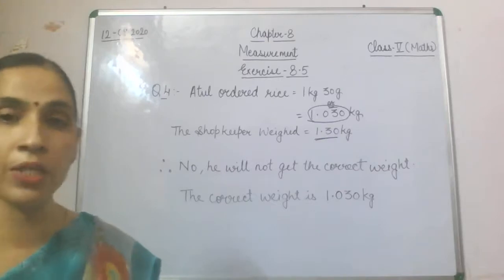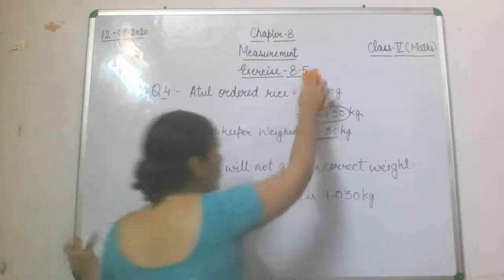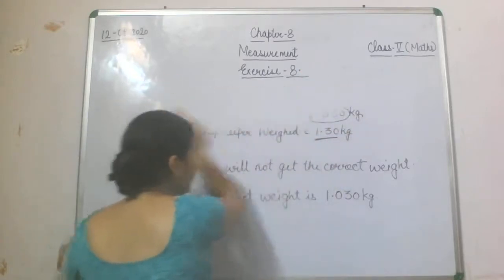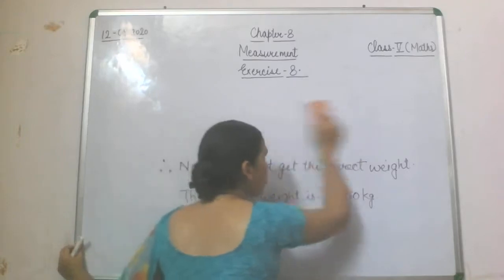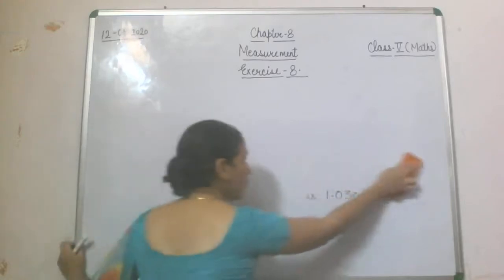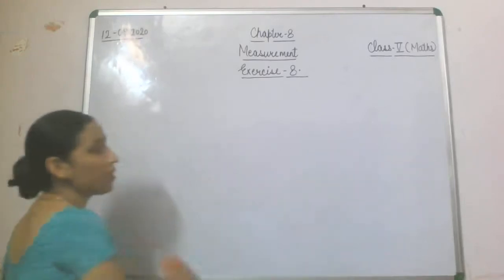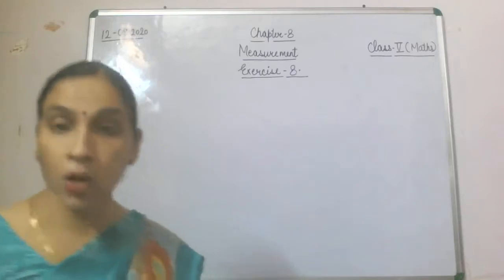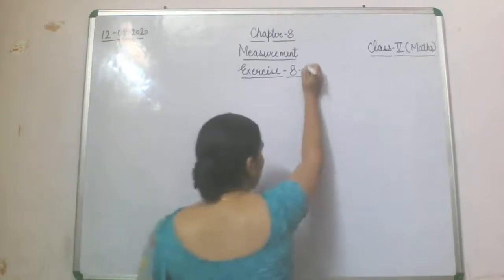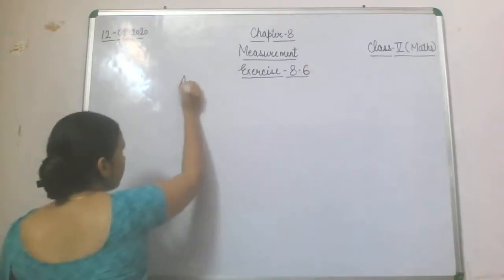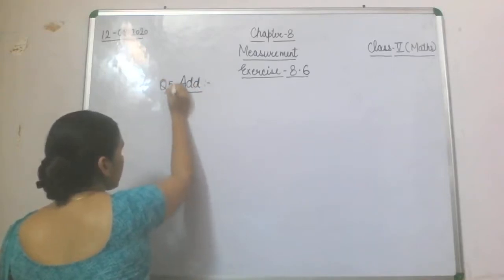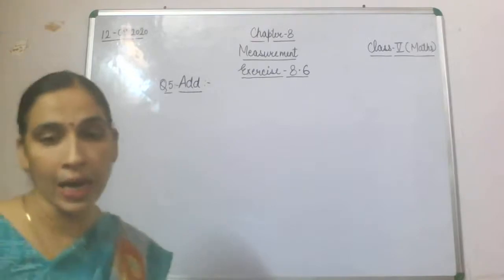We have 4 basic fundamental operations: addition, subtraction, multiplication and division. Right now we are going to do addition and subtraction. We will understand how to do them. We are going to use the concept of conversion and then do the addition. So let's start with exercise 8.6, question number 5, add.